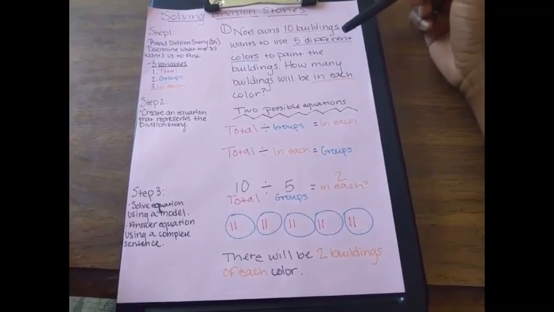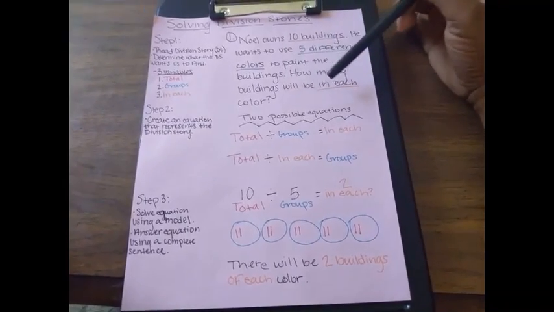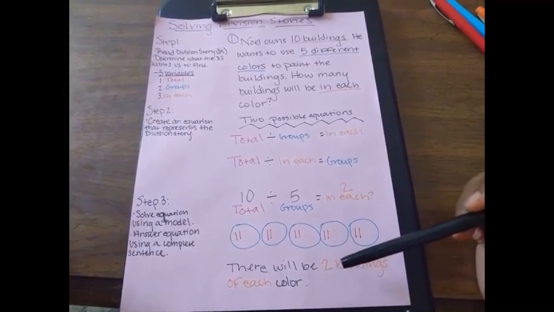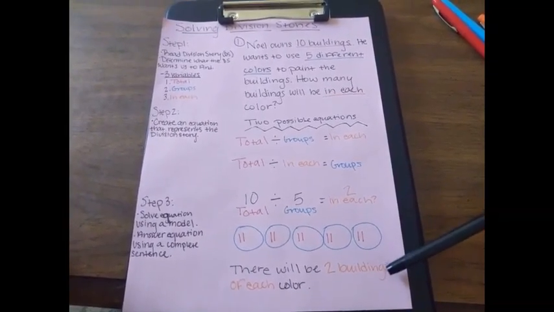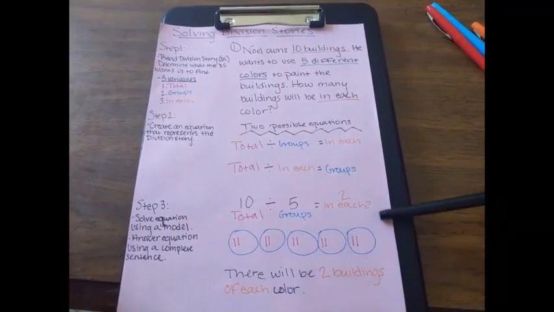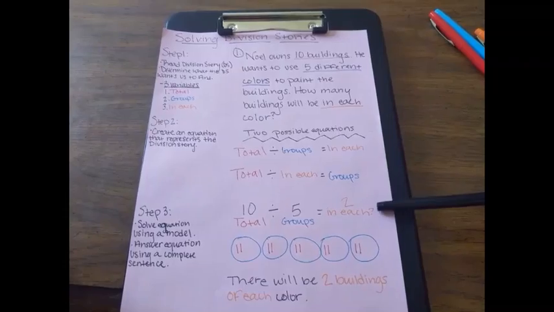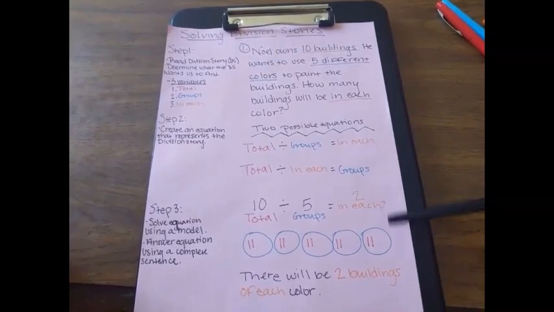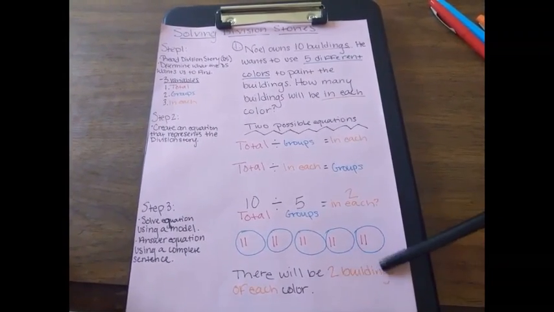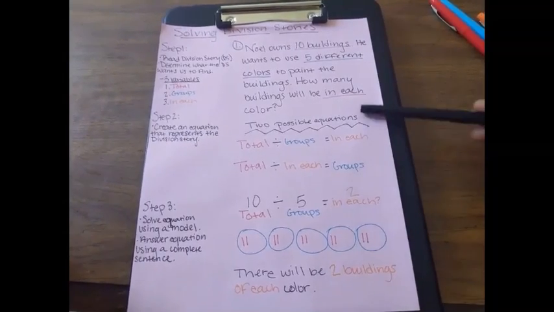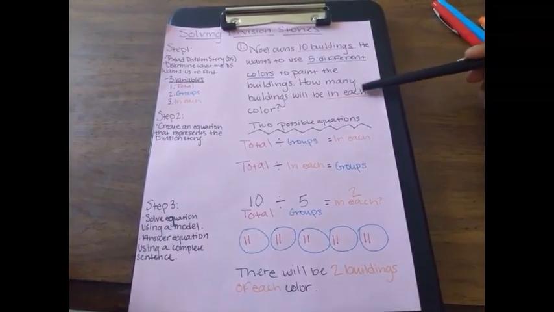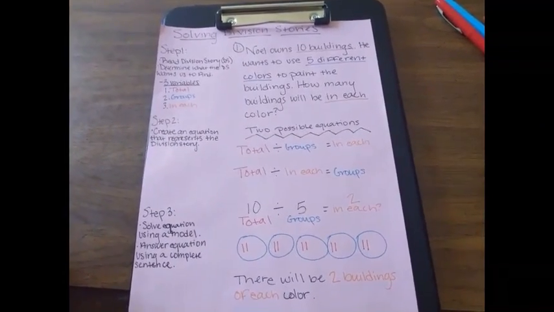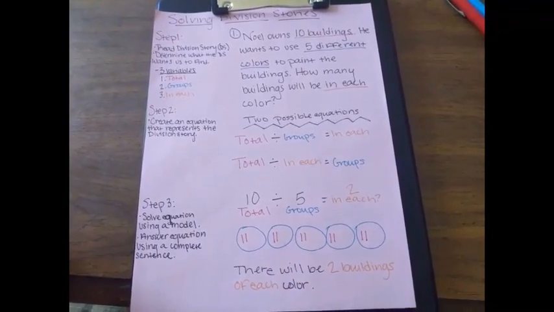The full sentence on how we answer how many buildings will be in each color is there will be 2 buildings of each color. So, even in our answer, we have the word each represented, and that is how we know we have answered the question correctly, because our question tells us the what and it tells us the how many. It says how many buildings will be in each color. This many buildings will be in each color. Great job, guys. Let's go ahead and move on to number 2.